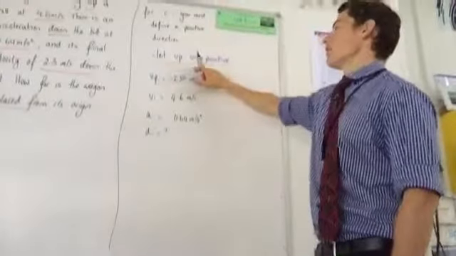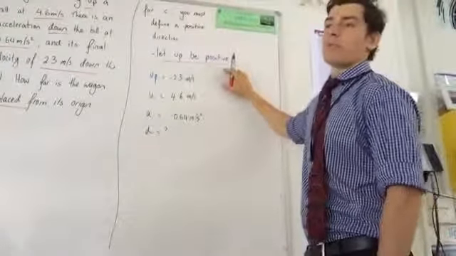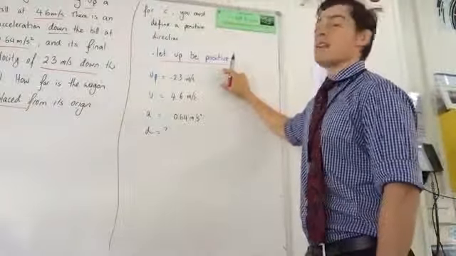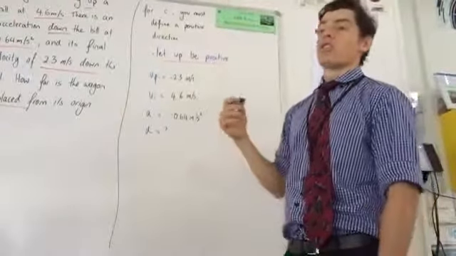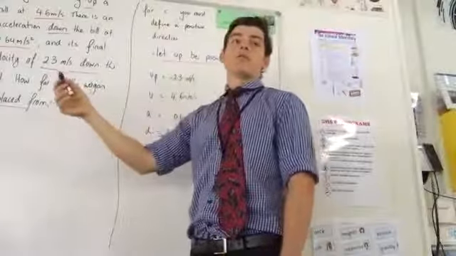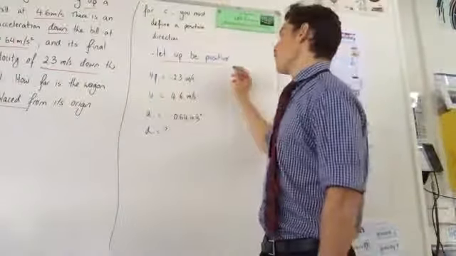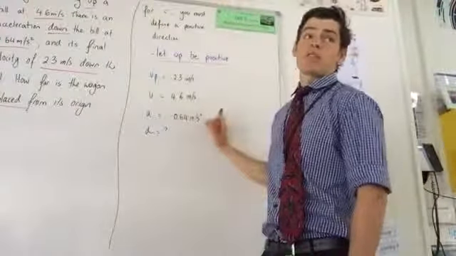If you let up be positive, the answer for this will be positive. If you let up be negative, the answer will be negative. All it is saying is that it is displaced a certain number of meters up the hill. But you need to define a positive direction and be consistent with that.